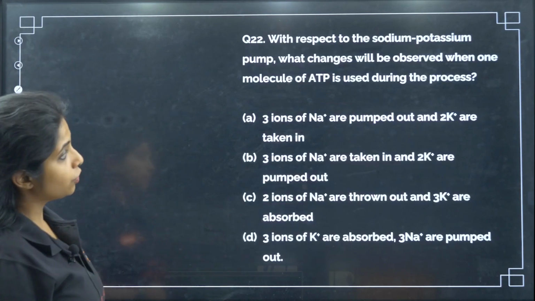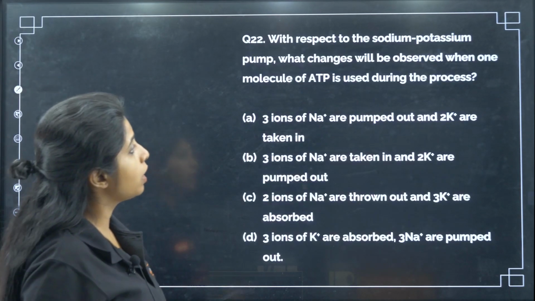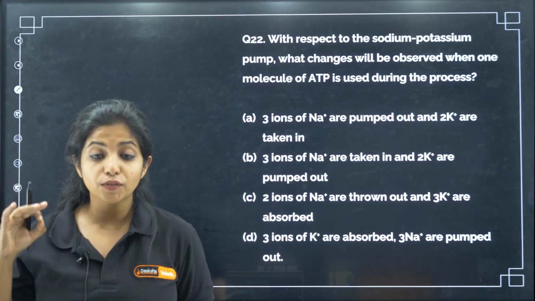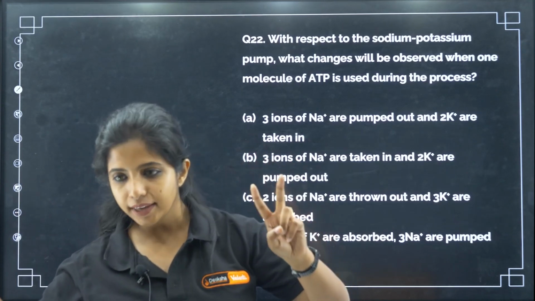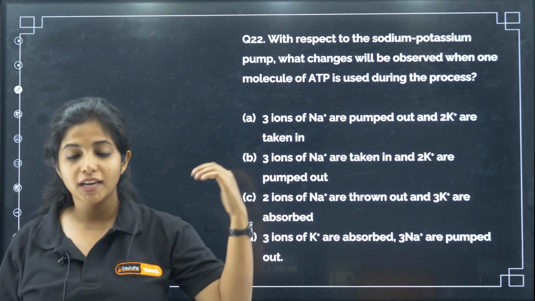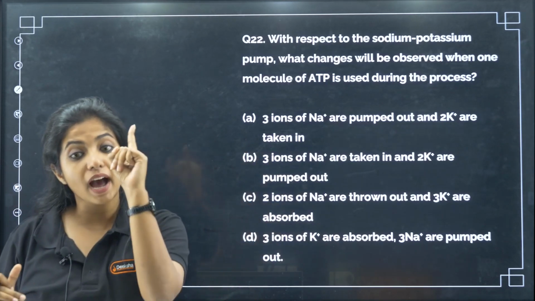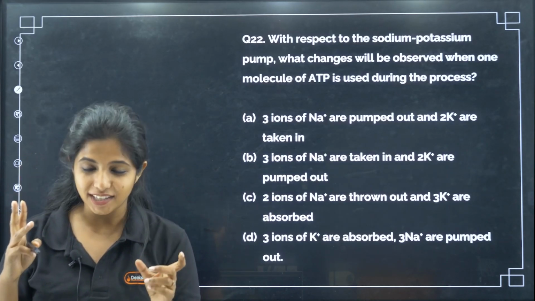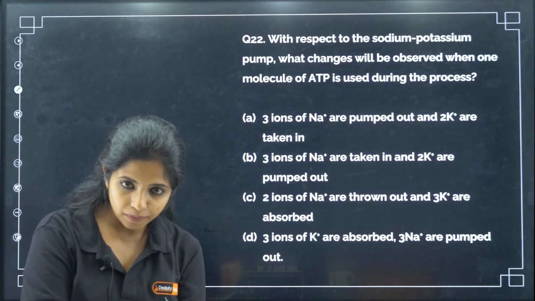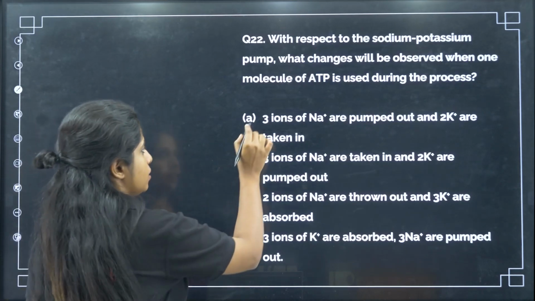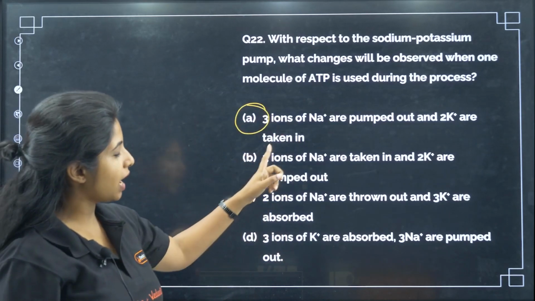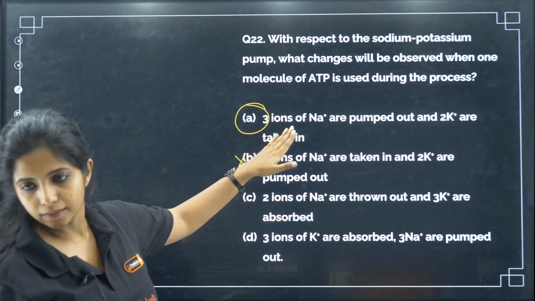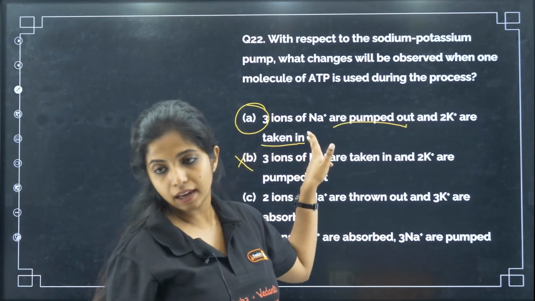Now, with respect to the sodium-potassium pump, what changes will be observed when one molecule of ATP is used during the process? 3 ions of sodium, my dear children, are going to pump out, and 2 ions of potassium are going to be taken in. In the case of sodium potassium pump, when I expend one molecule of ATP, 3 Na plus ions are going to be pumped out, and 2 K plus ions are going to be taken in. So I'll say this is the answer. Not 3 ions of Na taken in and 2 K pumped out. Only this: 3 Na ions are pumped out and 2 K ions are taken in.